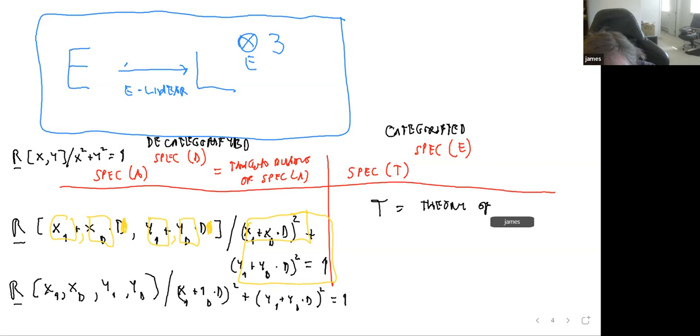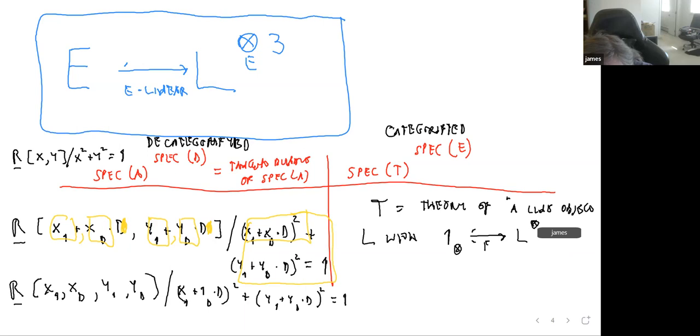a line object L with a trivialization of its third tensor power. Now we're simply going to take a model of that theory, or rather, sketch a new theory. A model of the new theory is a model of the old theory, but in this alternative universe where the objects, instead of being vector spaces, are now Eisenstein vector spaces.